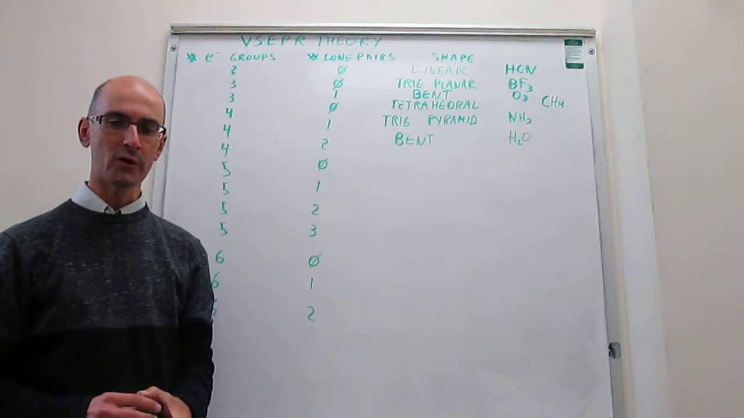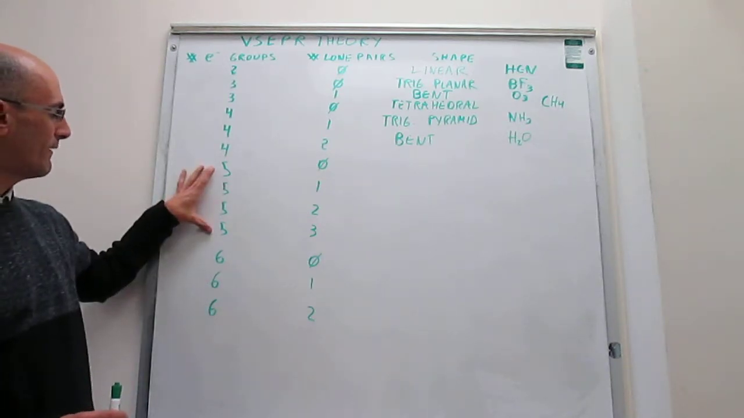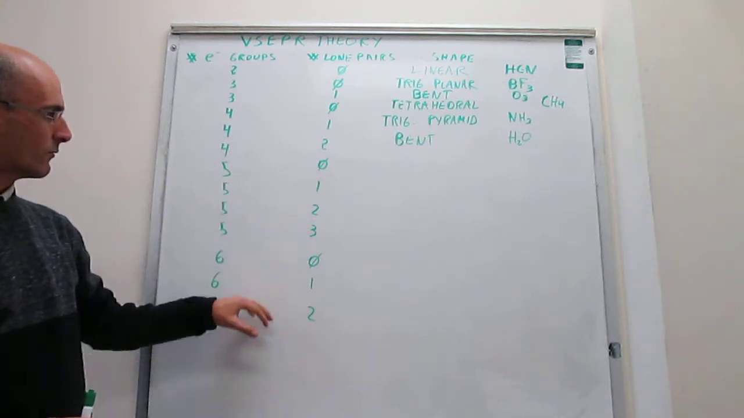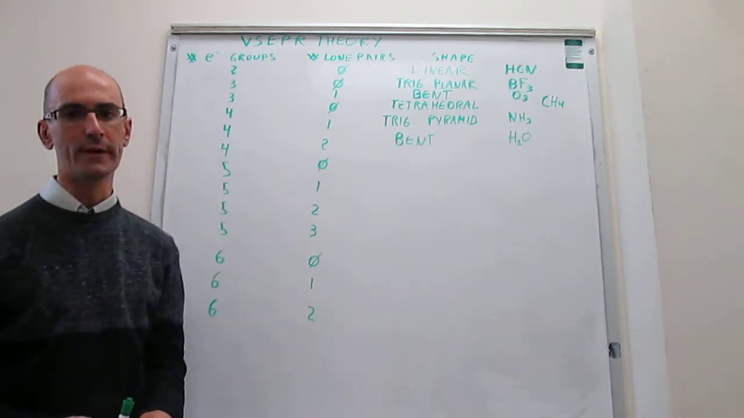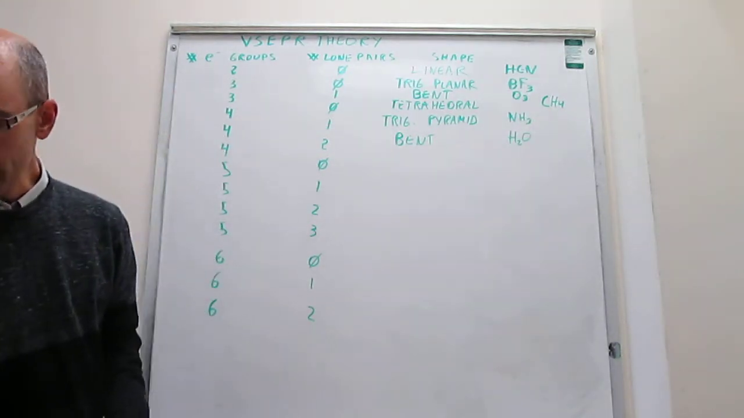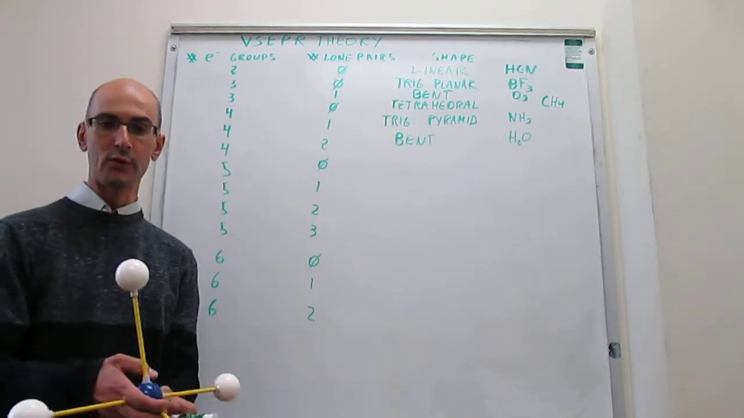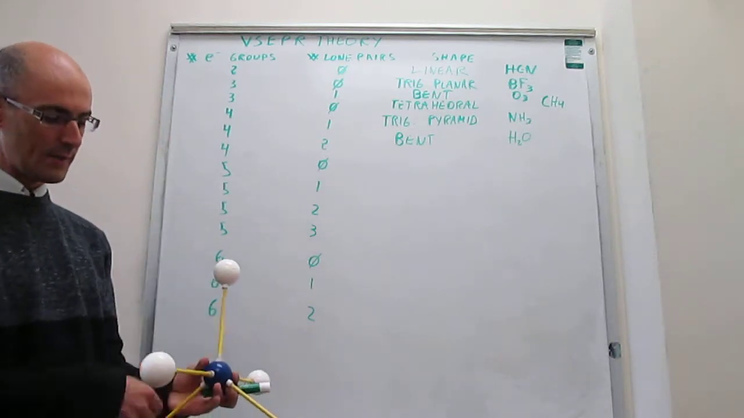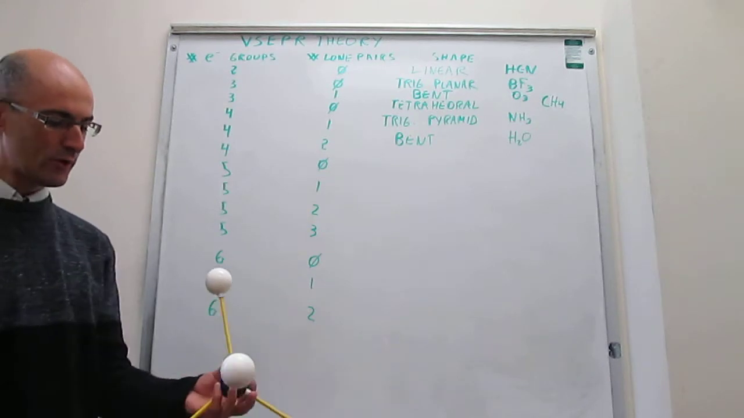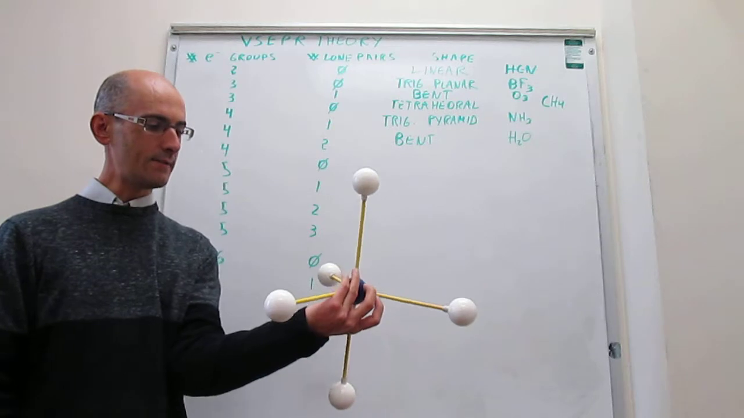In this video we concentrate on a little bit more complex situations where you have 5 electron groups and 6 electron groups and varying numbers of lone pairs. Right, so let's go to 5 electron groups. We know from VSEPR theory that the geometry that minimizes repulsion when you have 5 electron groups is what we call a trigonal bipyramid.